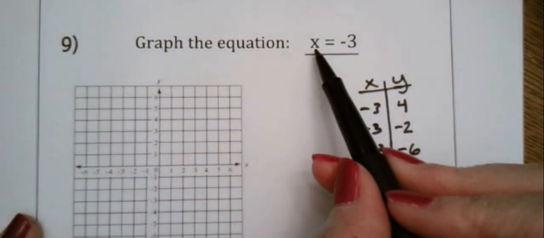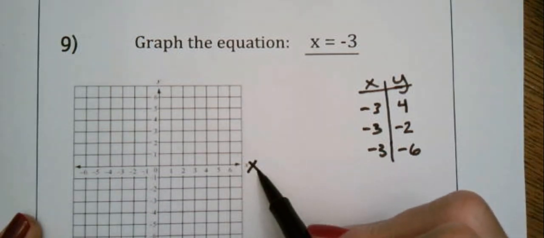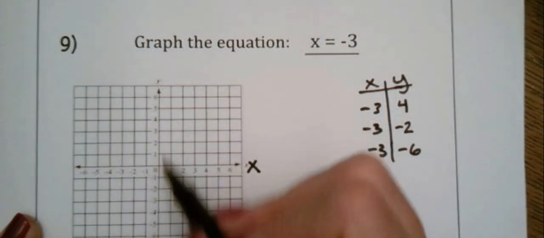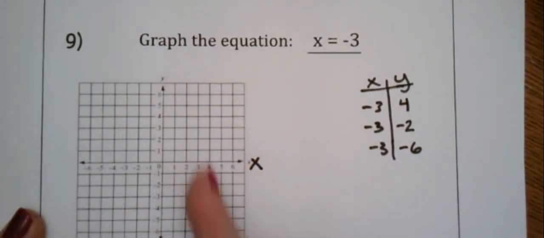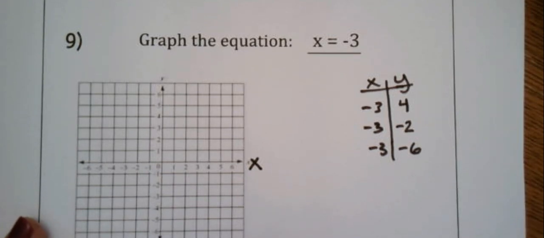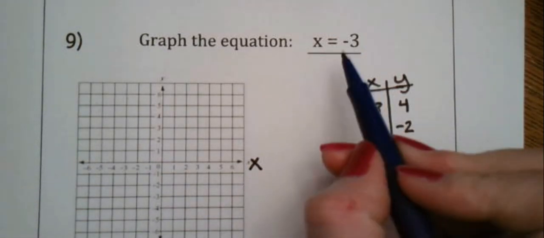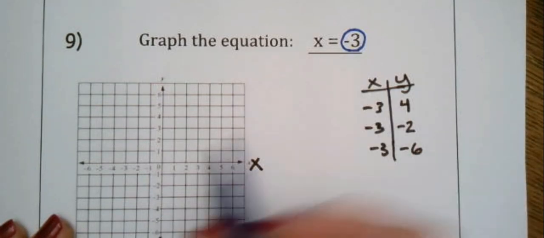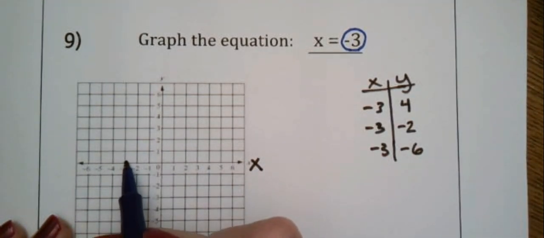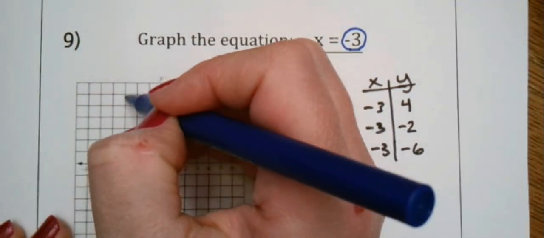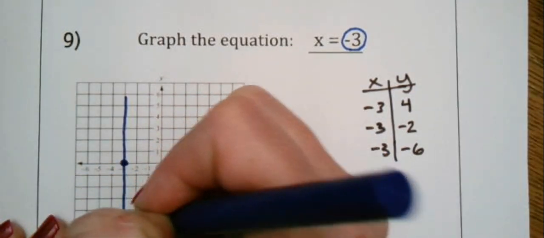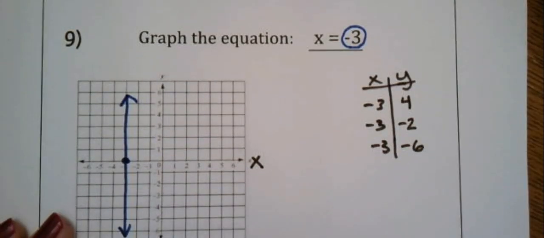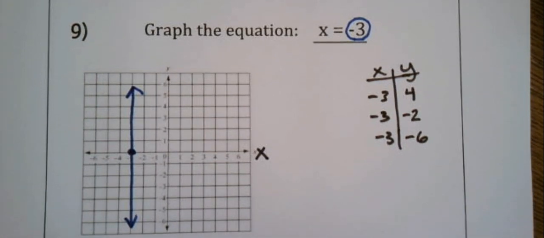Now, it can only pass through the x-axis. So if it can only touch the x-axis and never the y, that means it's going to have to be vertical, right? So if I graph a line that's vertical and touches the x-axis at -3, here's the x-axis, here's -3. If it goes vertical just like this, do you notice how it's going to have an undefined slope? Yeah, it only goes through the x-axis at -3.